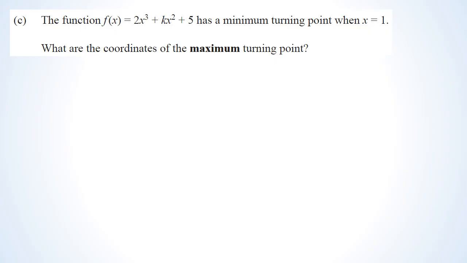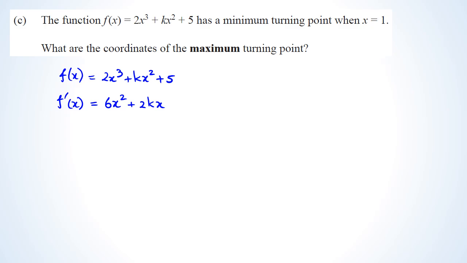So in 1c, we've got the function f of x has a minimum turning point where x equals 1. What are the coordinates of the maximum turning point? All right, so what we're going to do is differentiate the equation first. Because we've got f of x equals 2x cubed plus kx squared plus 5, when we differentiate this, f dash of x equals 6x squared plus 2kx.